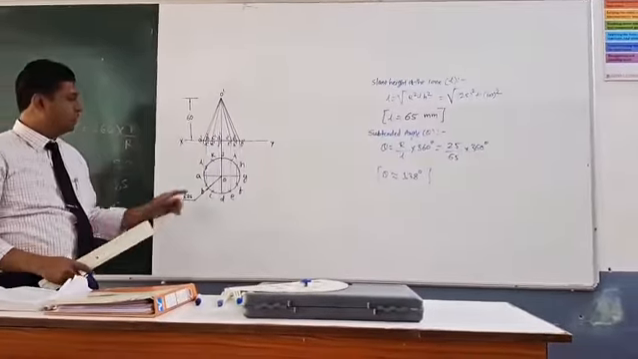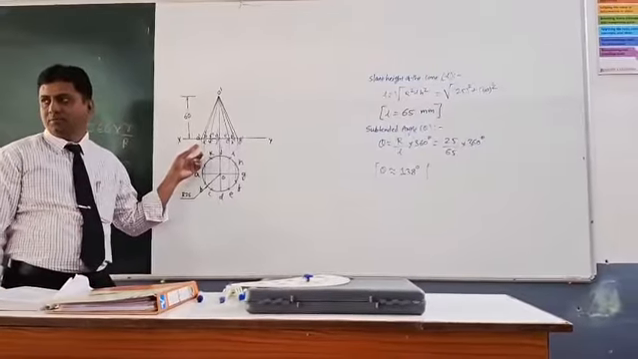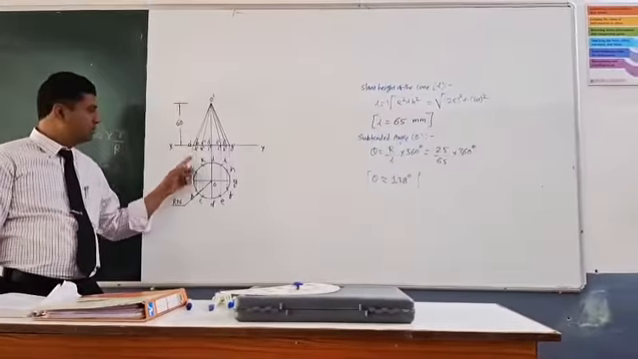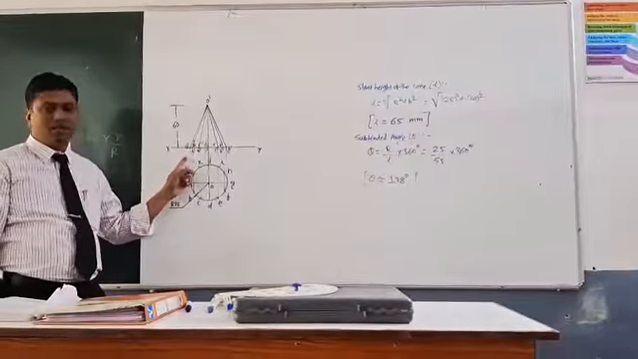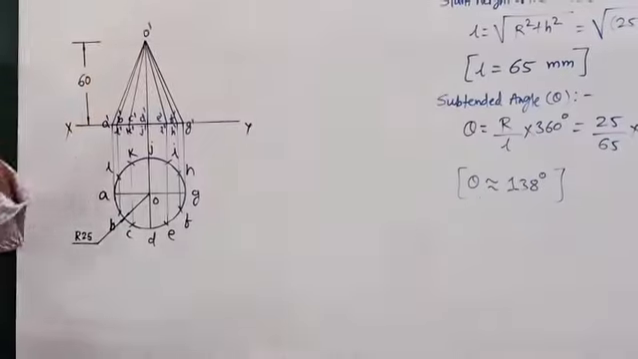Okay. Now A becomes A dash. In the front view we have to denote letters by dash. B becomes B dash, L becomes L dash, like this up to G dash. This is the center. O becomes O dash.